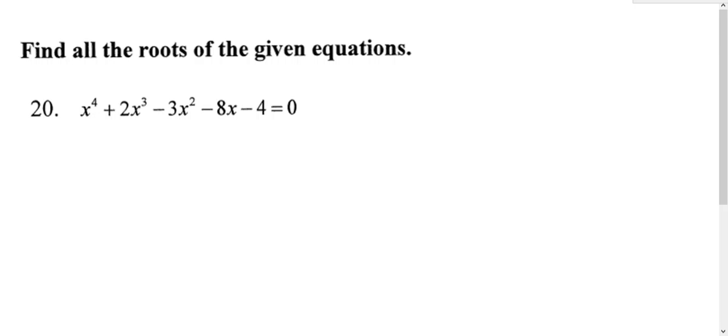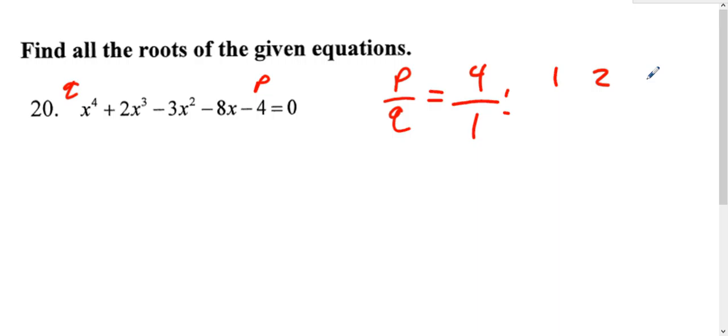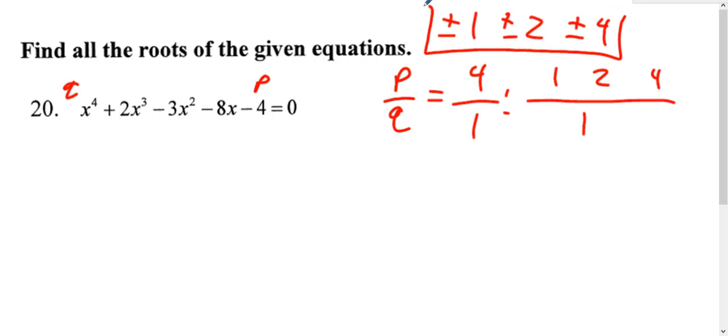So here's a problem where they don't give us any roots, and we cannot factor by grouping because there's 5 terms. So the only way to begin is by checking P over Q. P, Q. That's 4 over 1, and it's actually all the factors. So all the factors of 4 are 1, 2, or 4 over 1. Our possibilities are plus or minus 1 over 1, plus or minus 2 over 1, or plus or minus 4 over 1. So there's our possibilities.